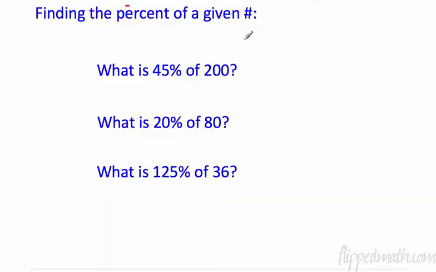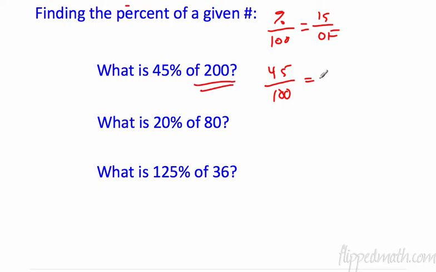Okay, so the first shortcut we're going to learn is finding the percent of a given number. So they say, like, what is 45% of 200? The shortcut that I'm going to teach you involves turning that percent into a decimal. Now, the way that I taught you, percent over 100 equals is over of. Okay, that works every single time. But if you're given a problem like this, we can write the percent, which is 45 out of 100. It's of 200, so that would go on the bottom. So the x would go up here.